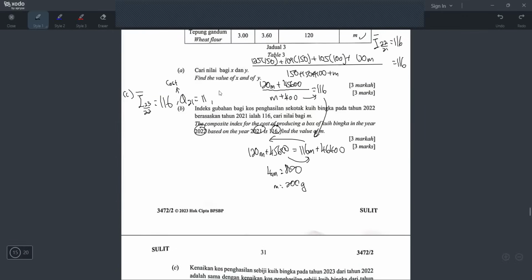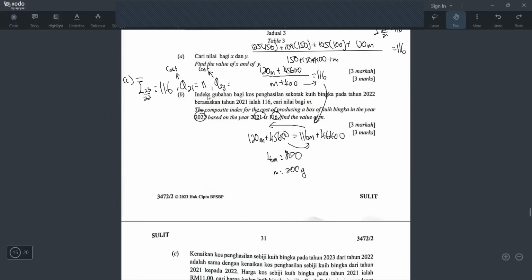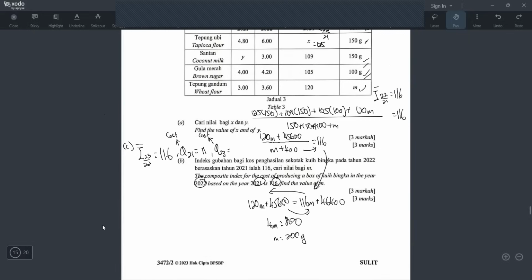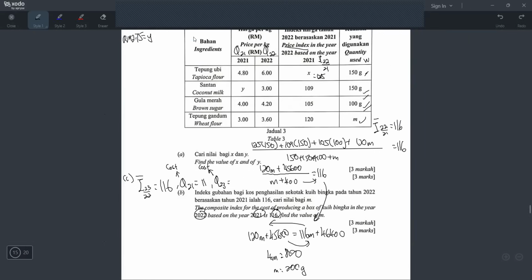Okay, let's ignore the selling price for 2023. Let's find the cost price for 2023 first, right? We don't focus on the 25% first. Then only we worry about that later. Okay, when we find Q, definitely we have to use the first formula. And what is the first formula? I equals price over price times 100. And in this case, definitely the price has to be 23, and then the price has to be 21, right? Because the new year here is 2023, and the old year is 2021. So the I here, you also have to put 23 over 21.